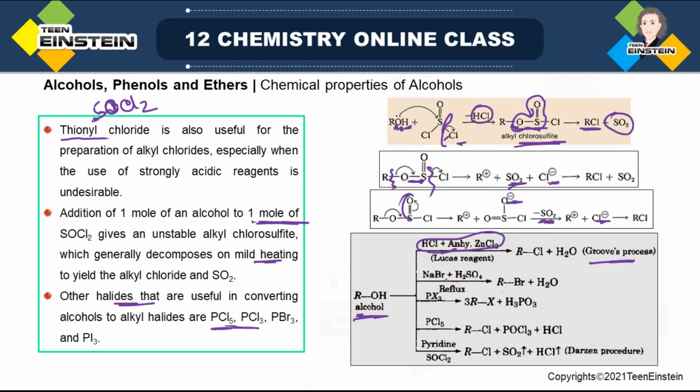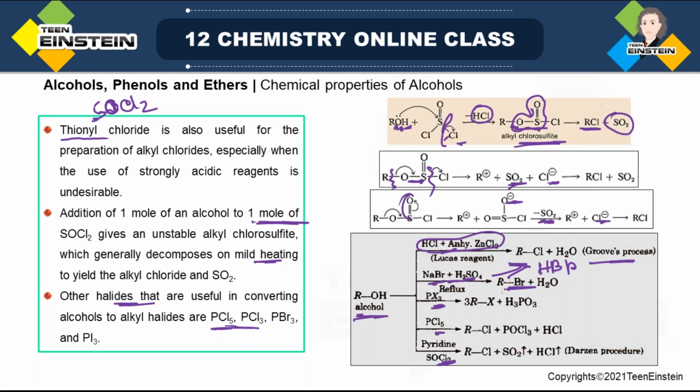It is more reactive. Then in presence of NaBr and H2O, in situ there will be formation of HBr, and this HBr is the actual reagent. So HBr will react with alcohol and you will get RBr. Then reaction with PX3, where X may be Cl, Br or I, and when it is PX5, it is only PCl5, not PBr5 or PI5. These molecules are not used, and actually they do not exist. And lastly we are using SOCl2, and whenever there is use of SOCl2, pyridine is also used.